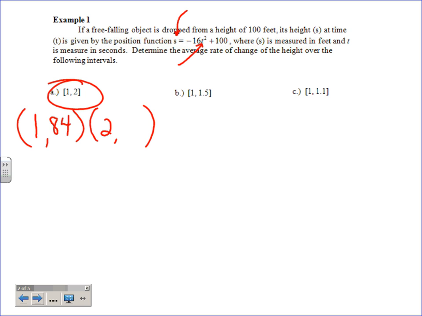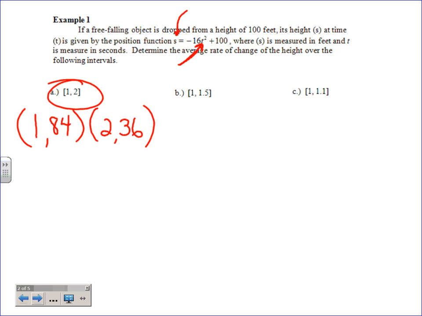How about at 2 seconds? How about this object that we're talking about here? Well, put 2 right in there again. You got to square it, take it to negative 16, add 100, and what are we looking at? 36? So do you agree those are the 2 points?